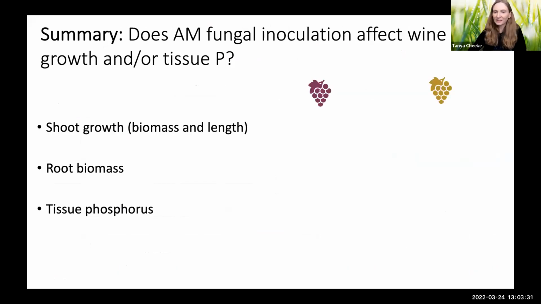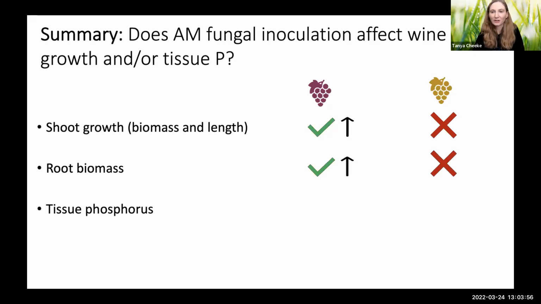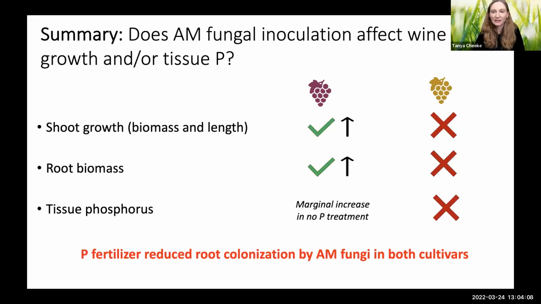Okay, so for this first experiment, I'll go over the summary of results here. For Merlot, we saw that adding mycorrhizal inocula increased shoot biomass and shoot length, but not in Chardonnay. We also found in Merlot that adding mycorrhizal fungi to the phosphorus fertilizer treatment led to larger root biomass, but no effect of mycorrhizal inocula on Chardonnay. And then when we looked at tissue phosphorus content, there was a little bit of an increase with mycorrhizal fungi in the no fertilizer treatment, but we didn't see that in the Chardonnay. And then for both cultivars, adding phosphorus fertilizer reduced colonization by quite a bit.